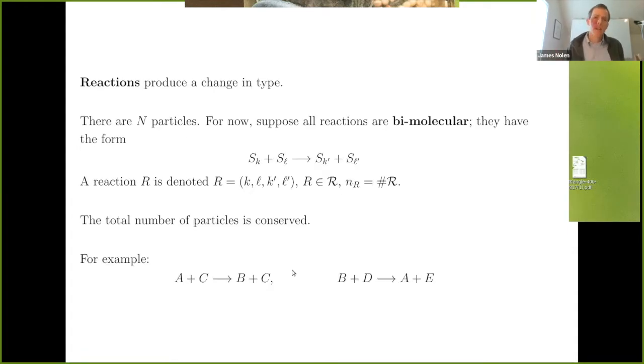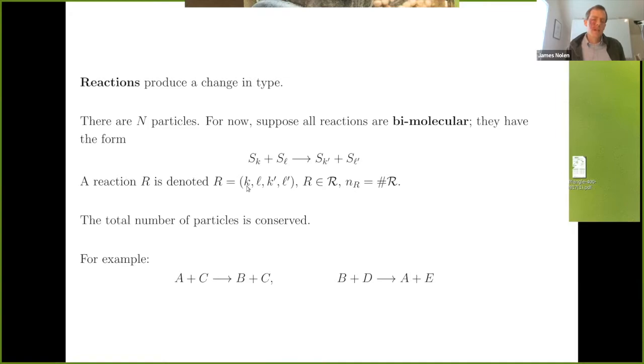The reactions produce a change in type. As I said, they're in particles. There may be multiple kinds of reactions that can occur in the system. For simplicity here, I'll suppose that all reactions are bimolecular. And by this, I mean that each allowed reaction has both 2 inputs and 2 outputs. Possibly the species involved could be the same, but each one has 2 inputs and 2 outputs. And thus, the total number of particles is conserved through these reactions.